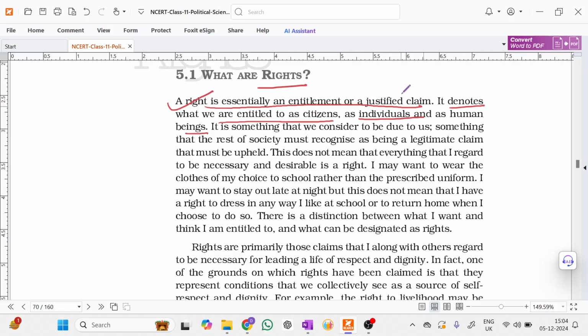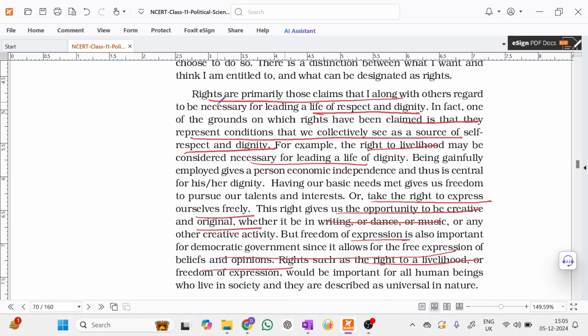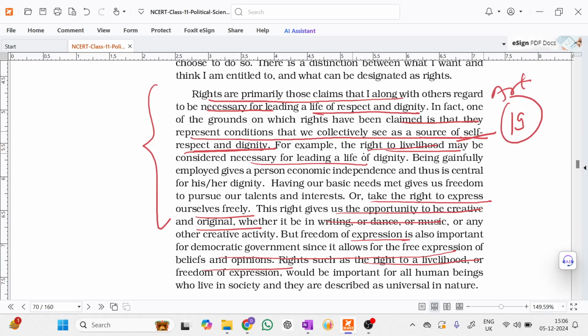Now coming back to the NCERT. These rights are entitlements or claims that citizens seek from their government or whichever authority has been authorized by the law. Rights are primarily those claims that people need, that are necessary for leading a life of respect and dignity, and that represent conditions needed as a source of self-respect and dignity. For example, the right to livelihood forms a part of Article 19, a fundamental right. The right to livelihood is necessary for leading a life of dignity.